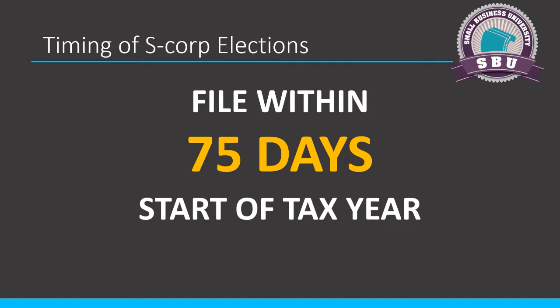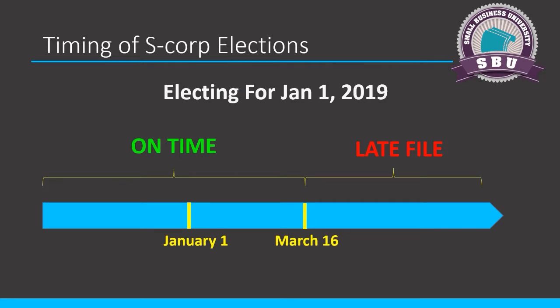Let me kind of show you a slide that's going to visualize this a little bit. And this is kind of our timeline slide. We're going to see it several times. So in this example, let's say that we wanted to be an S-Corp for the tax year January 1st, 2019. To do an on-time filing, we must have it filed by March 16th, 2019, which is 75 days after January 1st, when we want it to be effective. We can even file it the year before. See how on the slide here I've got on time is even before January 1st?